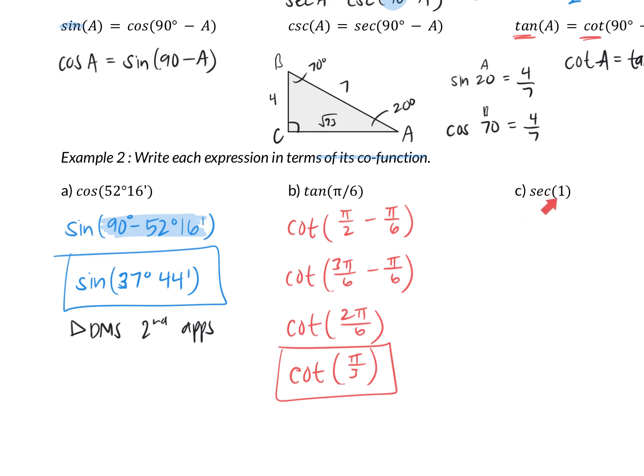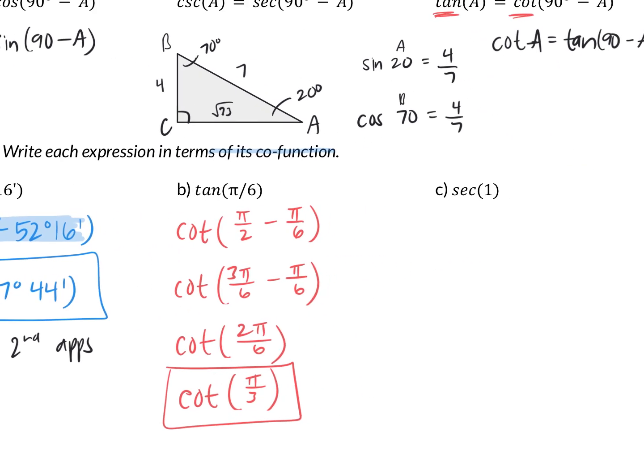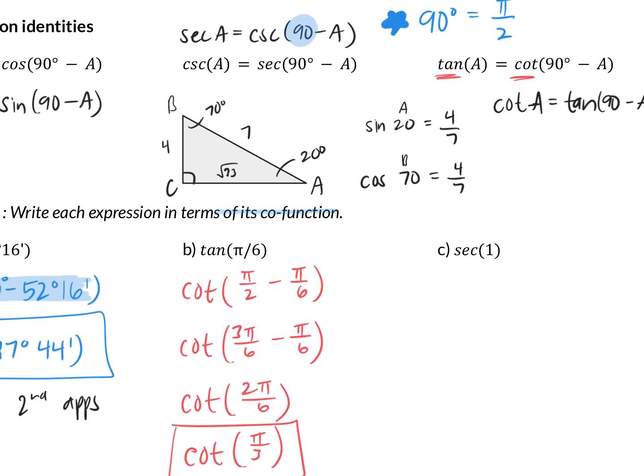Last one here, secant of 1. Is this a degree? Is this a radian? It is a radian. There is no degree symbol there, so it is a radian. Just because it doesn't have a pi in it doesn't mean it's a radian, okay? There is no degree, so we will be using pi over 2 to evaluate this. So the cofunction for secant is going to be cosecant.